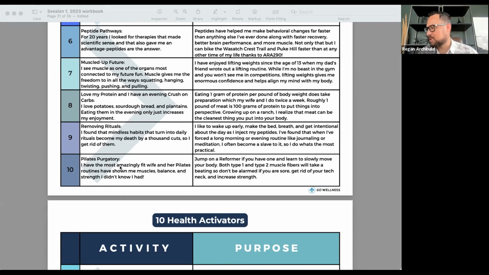Pilates Purgatory, this is the final one. I was going to have my wife chat about this one a little bit, but she herself was skate skiing today and cross-country skiing. We're kind of getting into it. But one of the biggest breakthroughs that I've had is if I can do a Pilates session with my wife once a week. It is an incredible way to lengthen your muscles, strengthen your muscles. You'll find muscles you didn't realize you had.